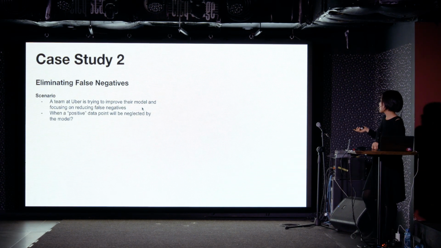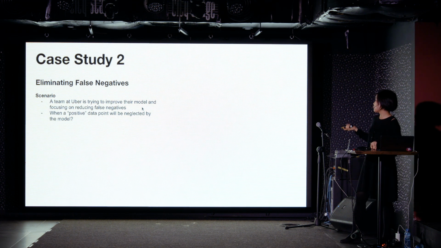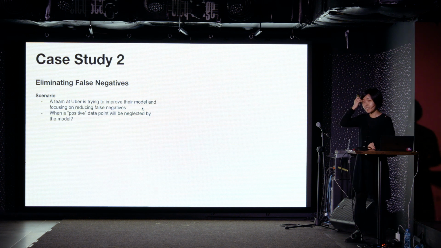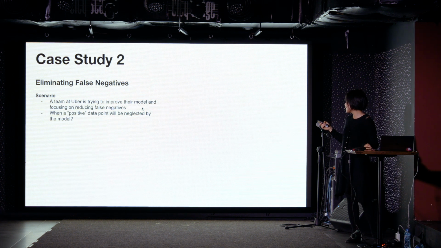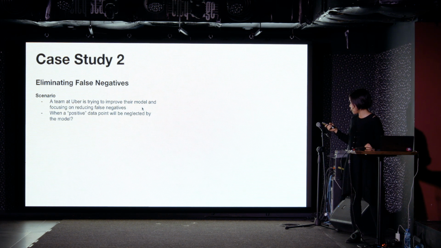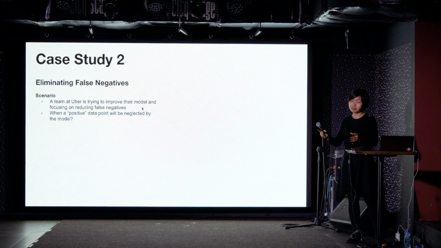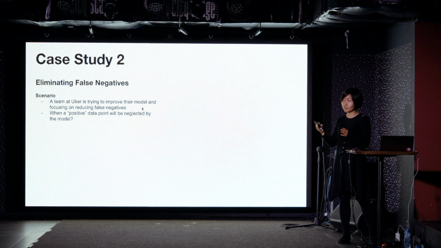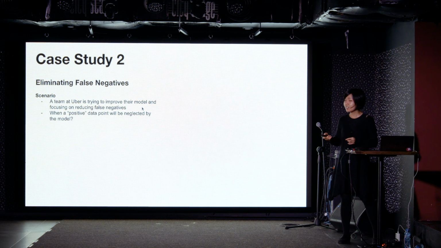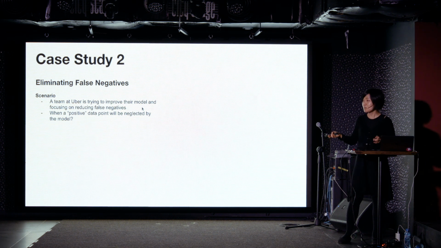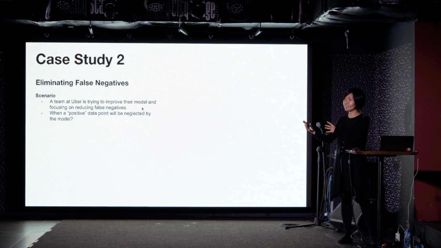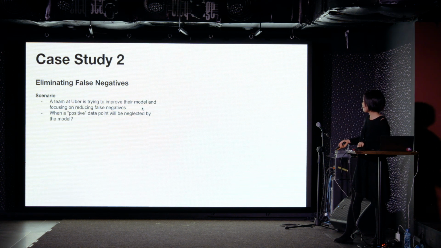A team at Uber is trying to improve their model performance, and they focus on reducing false negatives. Why is this so? Basically, they're trying to solve a problem where false negatives have more impact than false positives. For example, if you try to detect whether there's going to be a traffic accident, and there's going to be one but you didn't detect it, that's a really bad scenario. But if there's not going to be a traffic accident and you reported that there is, that's not so bad compared to the previous scenario. So they focus on false negatives.